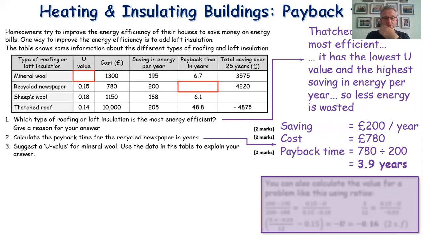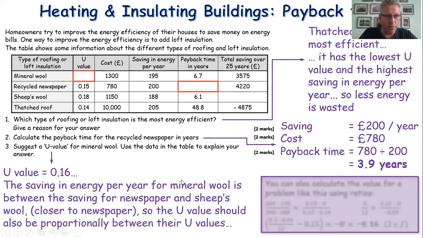or 0.17, as long as we're keeping our answer to the same resolution. But the key thing here is that I've chosen 0.16 because the saving energy per year for mineral wool is between those two, but closer to that for newspaper. So I've hedged my bets and I've put it there. So the U value will be proportionally between the two U values that we've shown there.